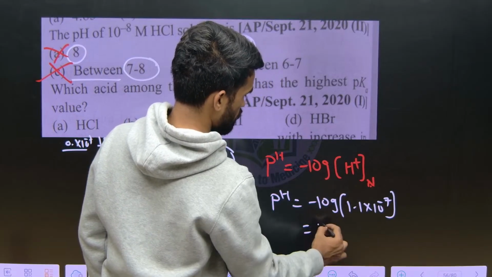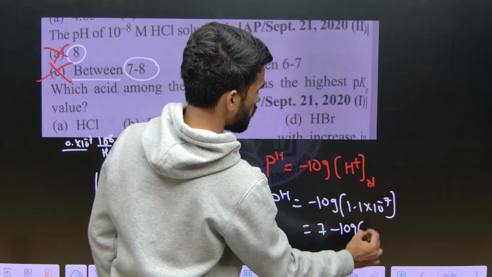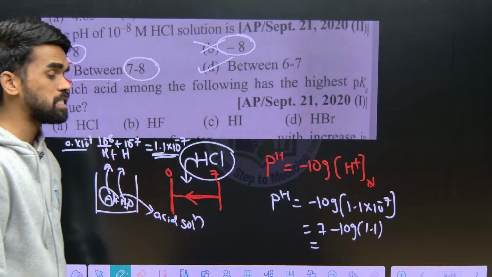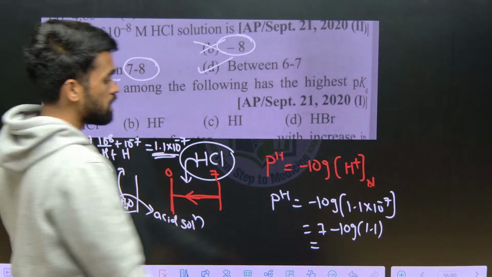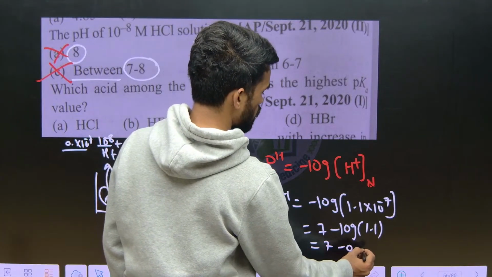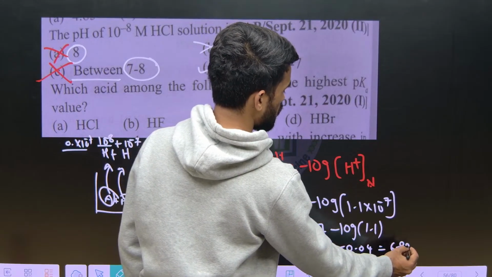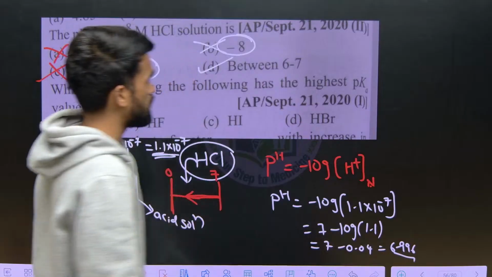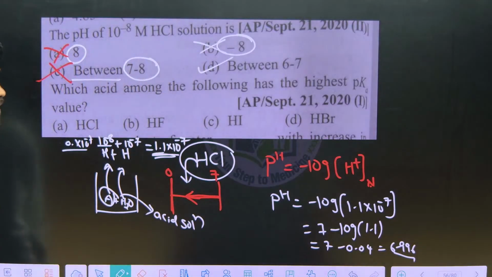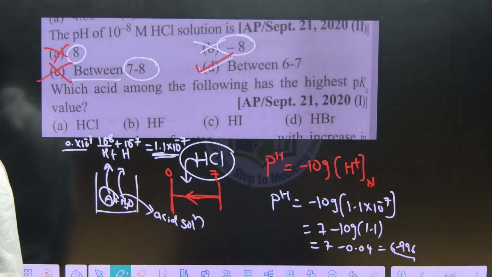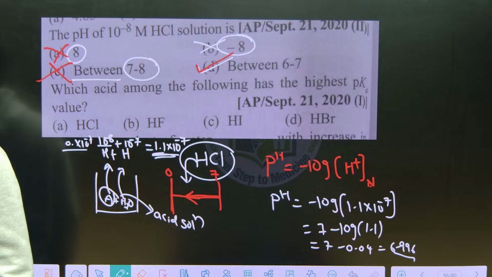So it will be 7 minus log 1.1. Log 1 is 0 but here it is log 1.1, so that will be 7 minus around 0.04, something like that. So it will be 6.996. So it is less than 7, that is why option D will be your perfect answer for the question. That is it. This is the simple explanation involved in this question.